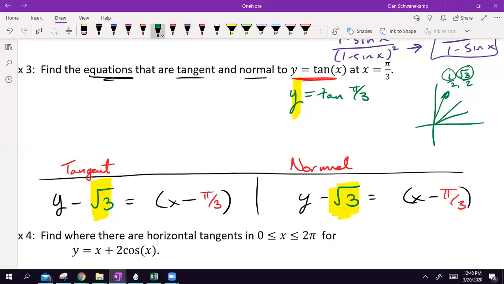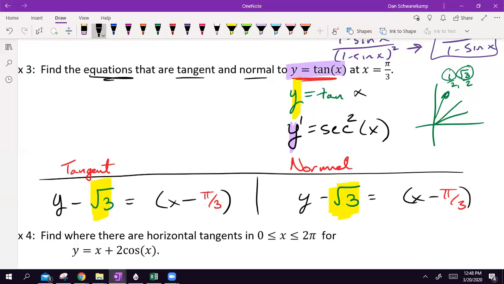We got radical 3 there for that one. Then we want to know slope. So if we want to know slope here, we need to take this derivative. We've got y equals tangent x, so y prime, the derivative, is going to be equal to what? What is the derivative of tangent going to get me? Derivative of tangent is secant squared.